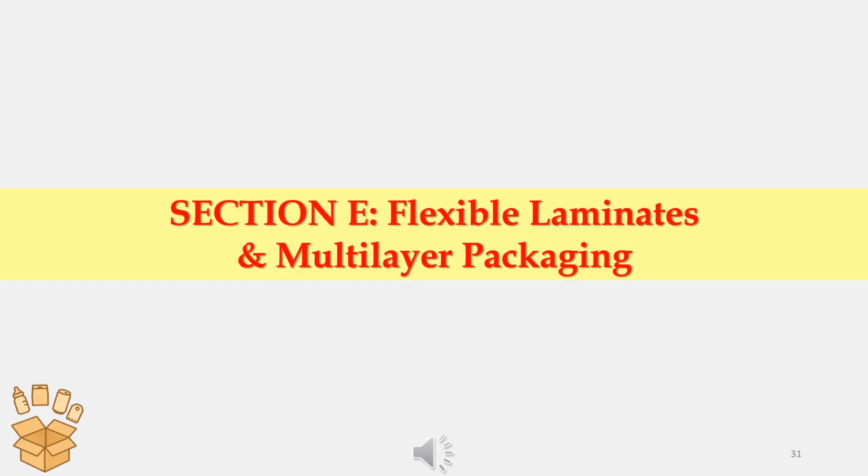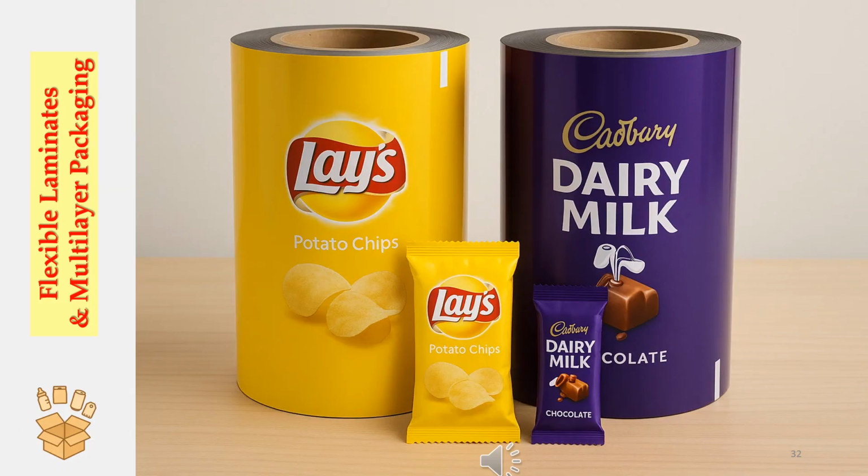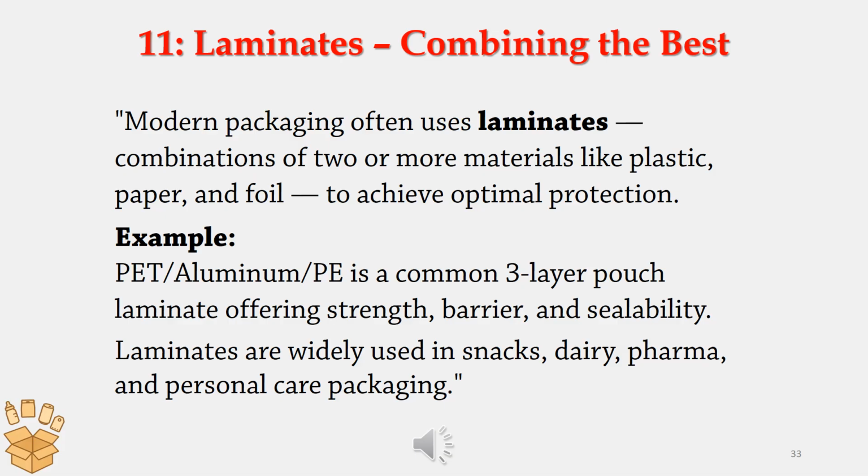Section E is about flexible laminates and multi-layer packaging. Flexible laminate rolls and pouches. Laminates, combining the best. Modern packaging often uses laminates, combinations of two or more materials like plastic, paper and foil to achieve optimal protection.